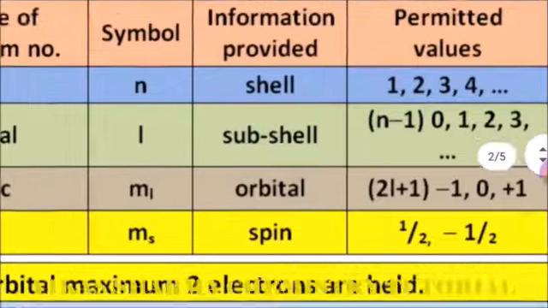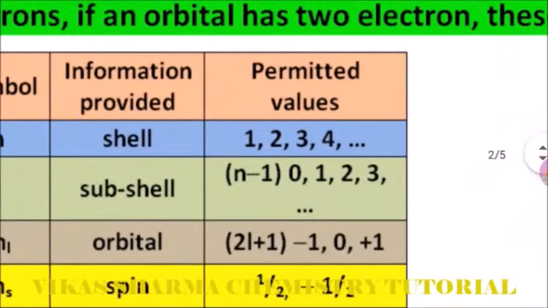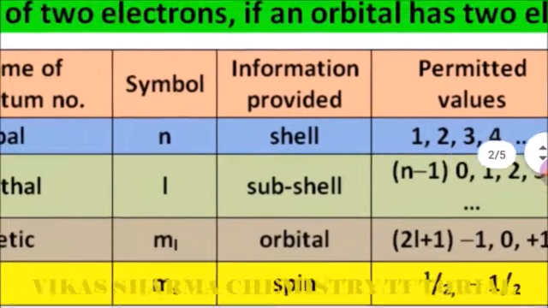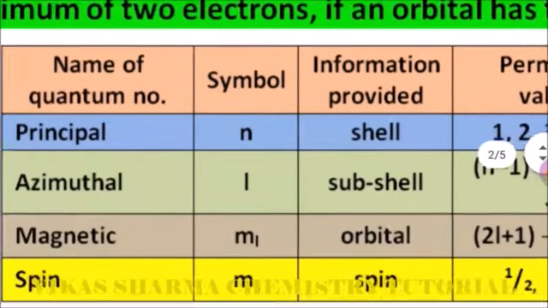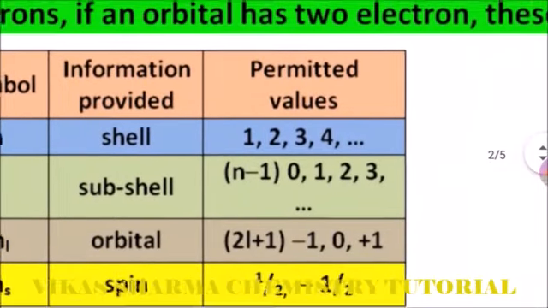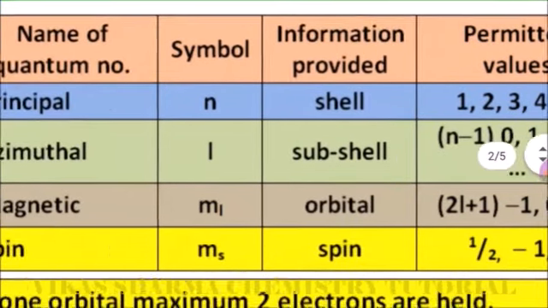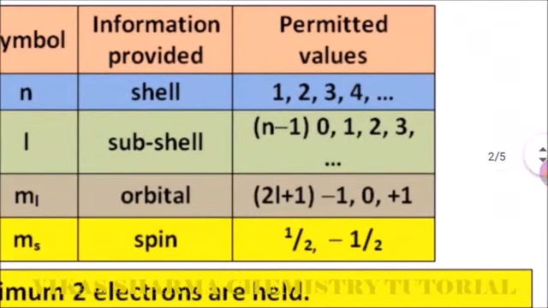The permitted values: the principal quantum number is always a whole number, not a fraction. So it is 1, 2, 3, 4, and it is never 0. The azimuthal quantum number takes values from 0 to n minus 1, so it starts with 0, 1, 2, 3. 0 belongs to the s subshell, 1 to p, 2 to d, and 3 to f. The magnetic quantum number, related to azimuthal, has 2l plus 1 values, so it runs from minus l through 0 to plus l.